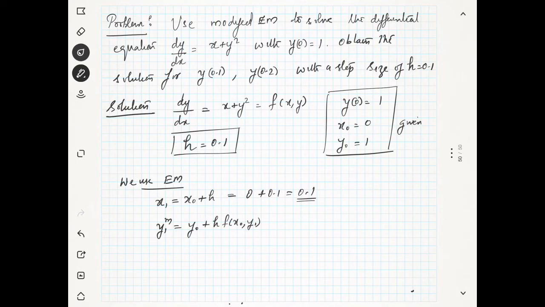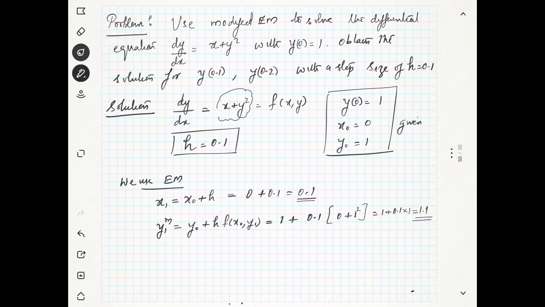So we are using another kind of notation for representing this. What is y0? Y0 is given, which is 1, plus h, which is 0.1, into f of x0 y0. The function is given as x plus y square, so x0 is 0 plus y0, and y0 is 1, that means 1 square. So this is equal to 1 plus 0.1 into 1, which is equal to 1.1. So you got y1 of m.